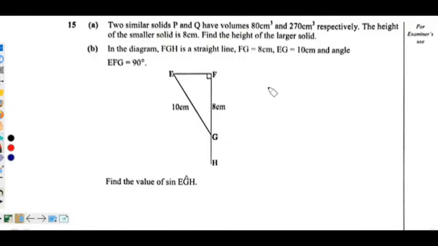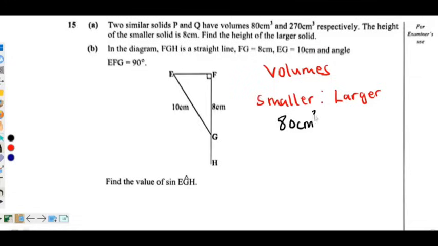So in order for us to find the height of the larger solid, we need first to present the volumes that you have been given as a ratio. So first we consider the volumes. We have the volume of the smaller solid, then we present it in ratio form to the volume of the larger solid. They have told us that the volume of the smaller solid is 80 cubed, and the volume of the larger solid is 270 cubed centimeter.